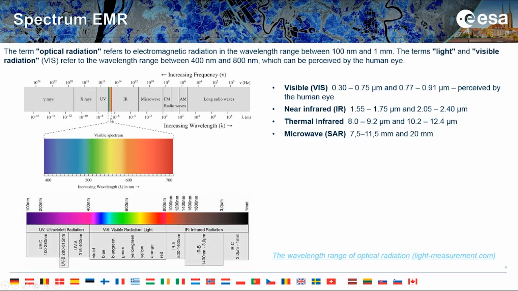So this is the spectrum. The optical radiation, so the visible wavelength is very narrow, and this goes from 0.3 to 0.75 micrometer, and this can be perceived by the human eye. After we have the near infrared, that is very sensitive to the vegetation. We have the thermal infrared to detect hot surfaces like fire, active fire, or even volcano eruption. And after we have the microwave, so the SAR.